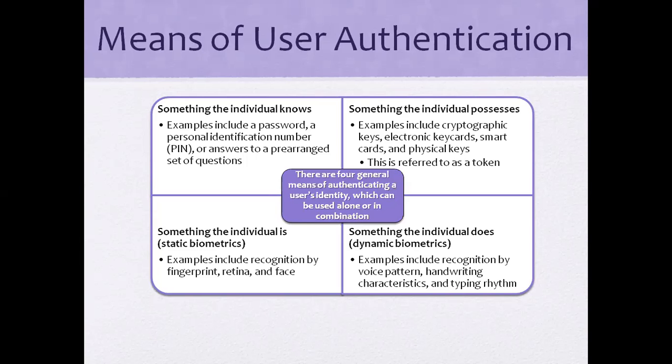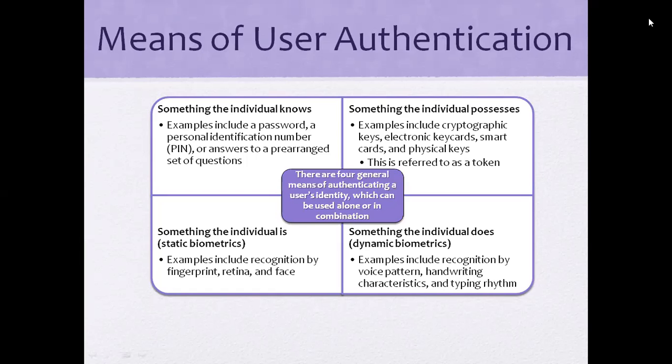This entire authentication comprises four scenarios. There are four general means of authenticating user identity, which can be used alone or in combination. The first scenario is something the individual knows. Examples include a password, a personal identification number, PIN, or answers to a pre-arranged set of questions.